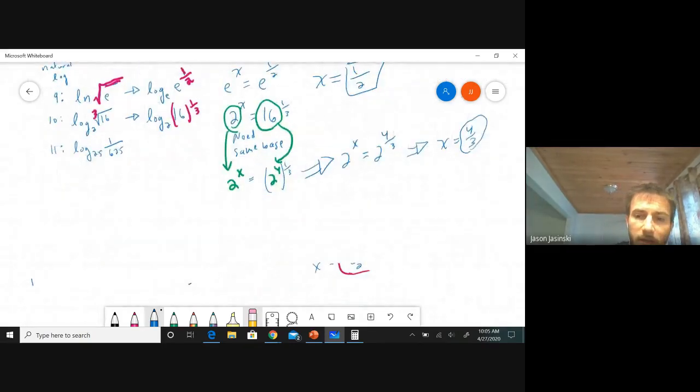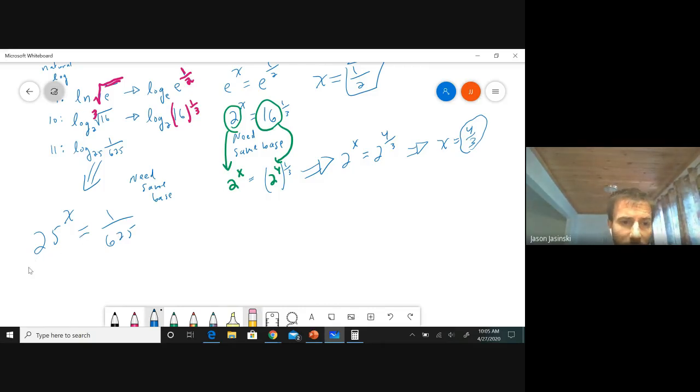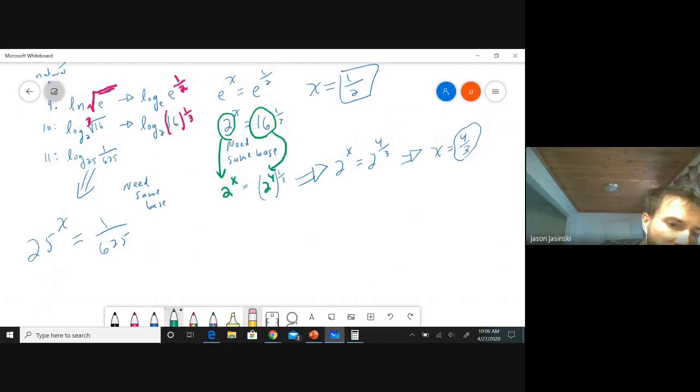Lastly, example 11 is pretty similar to example 10. So I'll do this down here. 25 to some power x is equal to 1/625. So again, you need the same base. So I recognize 25 and 5 are powers of 5. So I'll write this as 5 squared. So I'll put that in green. 5 squared. Don't forget this x from up top.